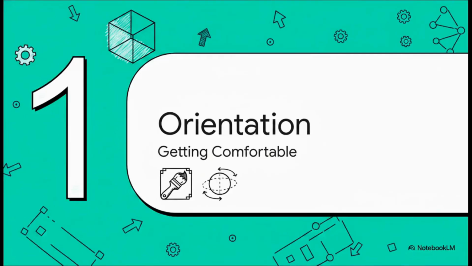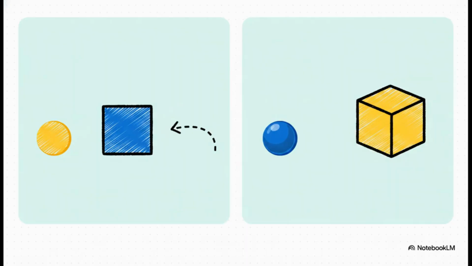Section 1, Orientation. So let's look at the core difference right off the bat. On the left side, you've got those classic 2D shapes we all know, the flat circle and the flat square. They have height, they have width, but zero depth. But now, look to the right. In Paint 3D, that flat circle literally puffs out into a fully realized 3D sphere. That flat square extrudes into a solid 3D cube.